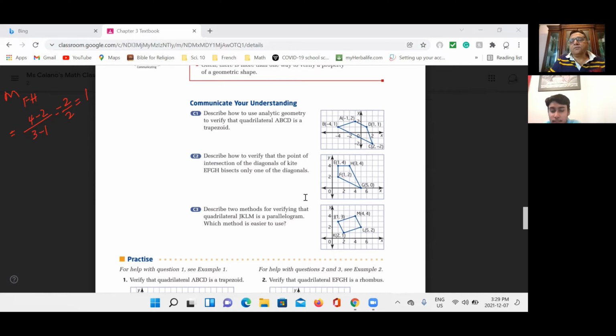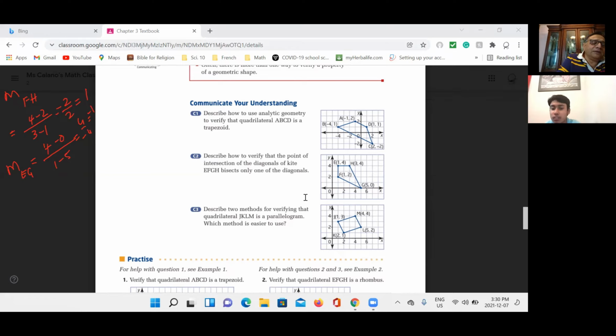Now find the slope of E to G. So the E to G slope is 4 minus 0 over 1 minus 5, y2 minus y1 over x2 minus x1. It is 4 over negative 4. I got negative 1, sir. Perfect, negative 1. You can see 1 and negative 1 are negative reciprocals, right?